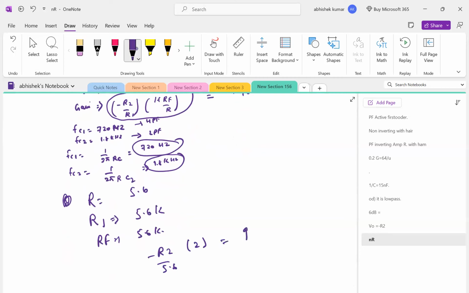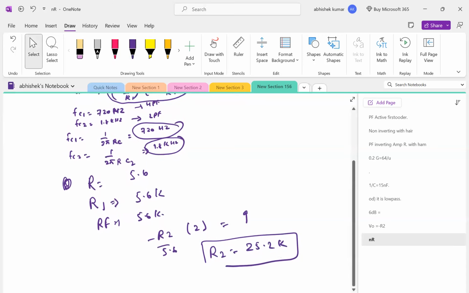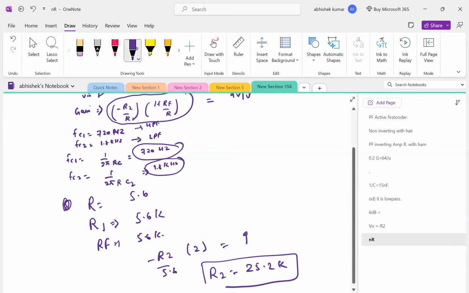R2 by 5.6, it will be 2, and that will be 9. So basically I can choose 9 into 5.6 divided by 2. I can choose R2 as 25.2K, then I will get that gain. And based on these R values, I can choose C1 also, right or wrong? Right, because frequencies are given to us. Any doubt? No, clear. You can find again the same phasor and all those things. Do you want any more help?